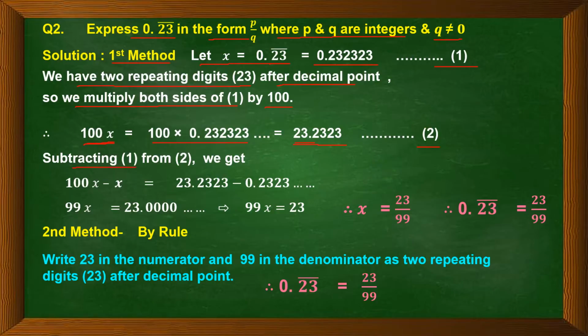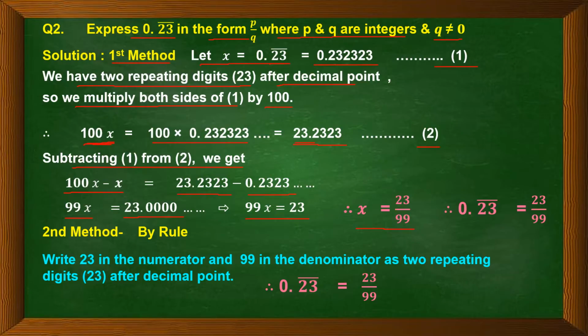Now we shall subtract 1 from 2 and we shall get 100x minus x is equal to 23.2323 minus 0.2323. Since the second equation is greater than the first equation, we have subtracted the first from the second equation. Now 100x minus x is 99x. 23.2323 minus 0.2323, so all the decimal parts will get cancelled and we are left with 23.000, which is nothing but 23. So we can write 99x is equal to 23. Further we can say x is equal to 23 by 99.